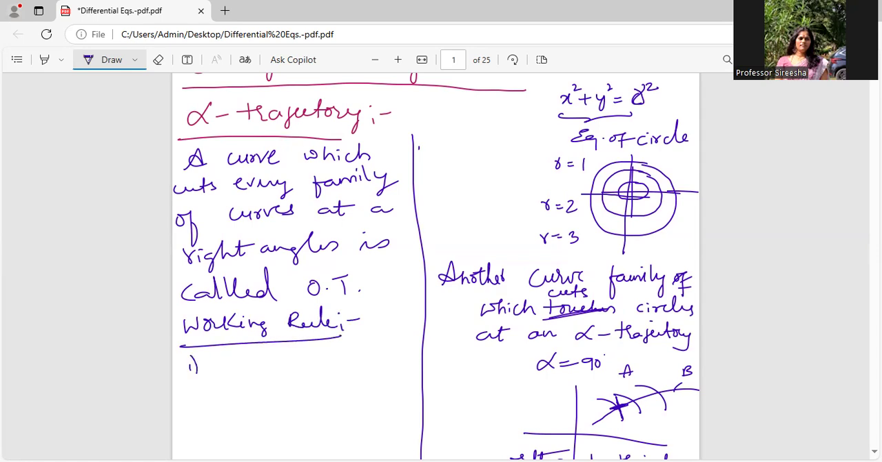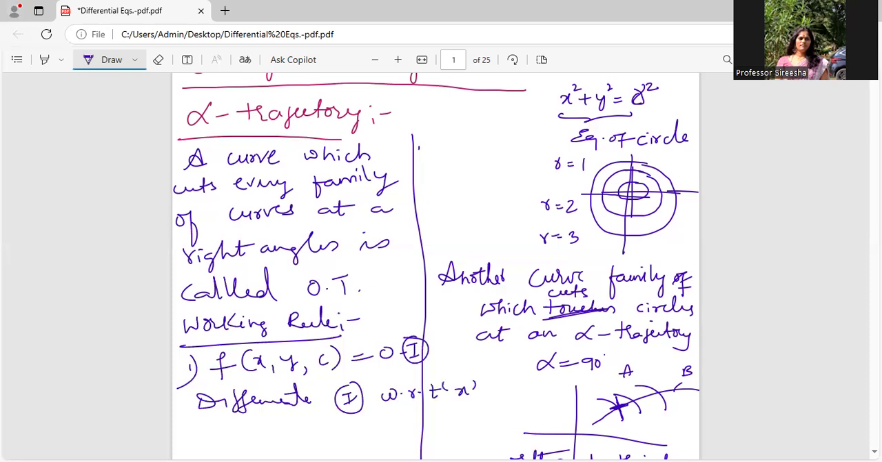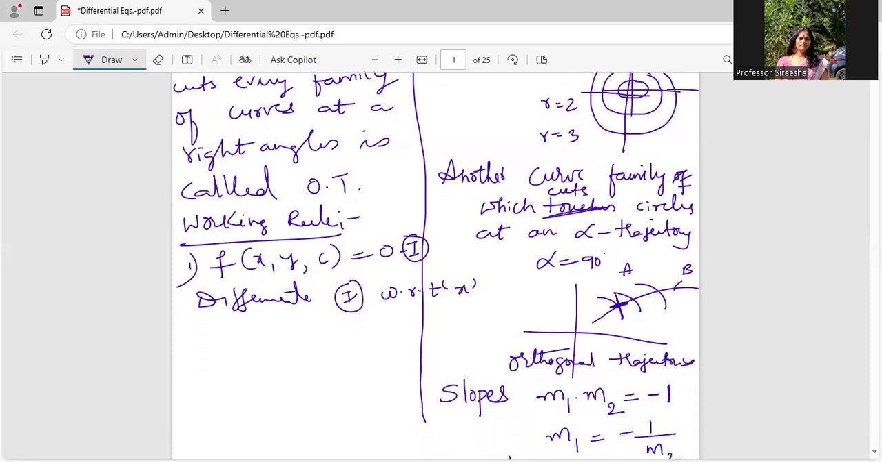First step will be, I'll consider the family of curves f(x, y, c) equal to 0, where c is the parameter, guys. Changing c, I get a different family of curves. This is my equation of the family of curves. Now what I will do is differentiate it with respect to x. I'm assuming y is a function of x, so I'm differentiating with respect to x. Now this gets transformed to f(x, y, y prime).